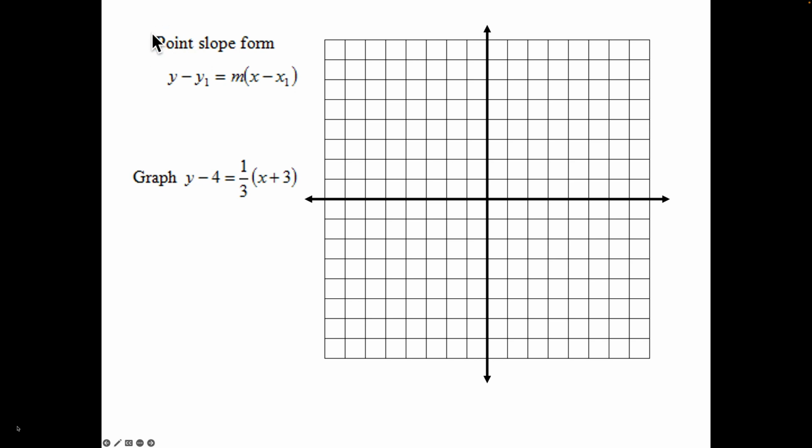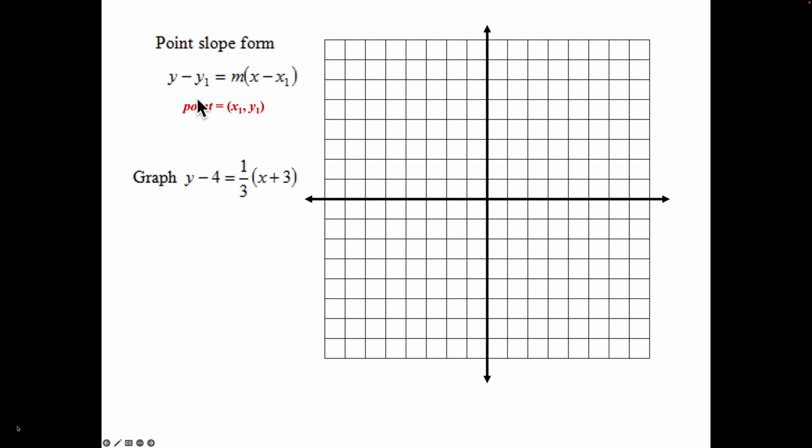You are given a point and you're given a slope. This point can be anywhere on the graph. Now, this is y minus y1 equals m times the binomial x minus x sub 1. The x sub 1 and y sub 1 are your starting point. Notice there is a change in signs.